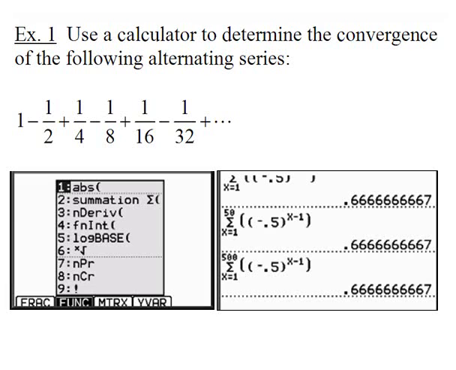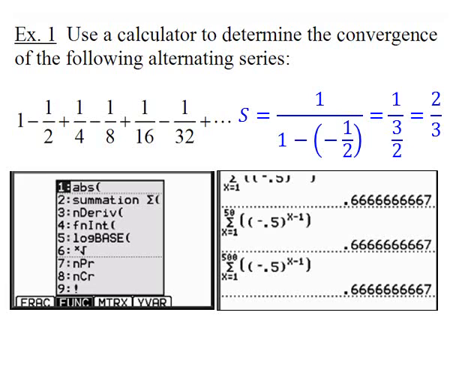This is a geometric series with first term 1 and common ratio -1/2. If I use the formula for the sum of an infinite geometric series, I'd get 1 over 1 minus -1/2, which is 1 over 3/2, or 2/3.